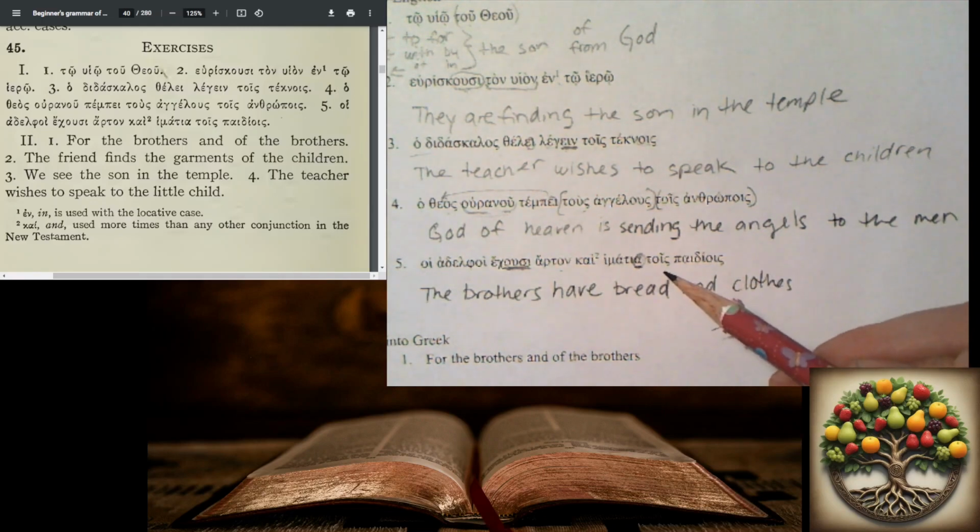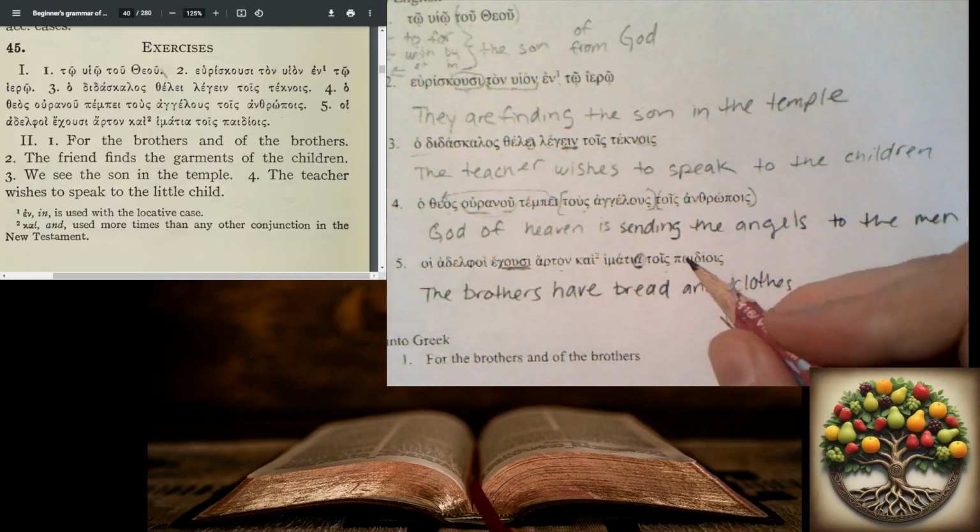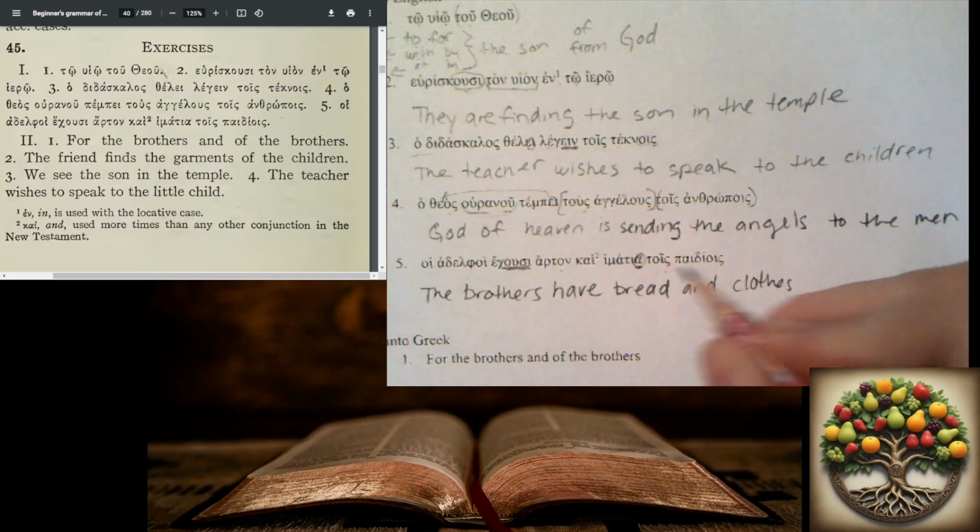And here we have our dative case. It's most likely dative since it's going to be for this is little children. Little children.